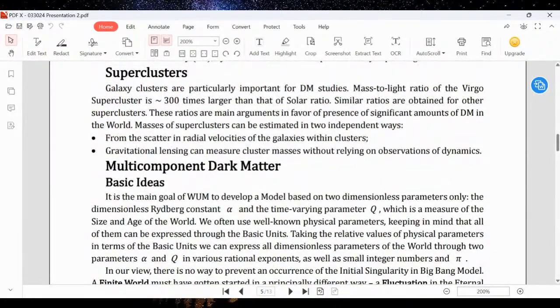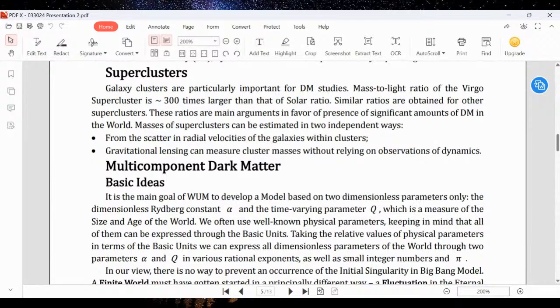Galaxy clusters are particularly important for dark matter studies. The mass to light ratio of the Virgo supercluster is about 300 times larger than the solar ratio. Similar ratios are obtained for other superclusters. These ratios are the main arguments in favor of the presence of significant amounts of dark matter in the world.